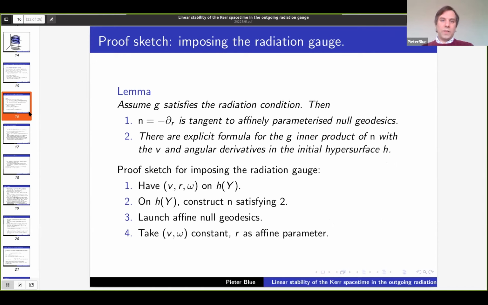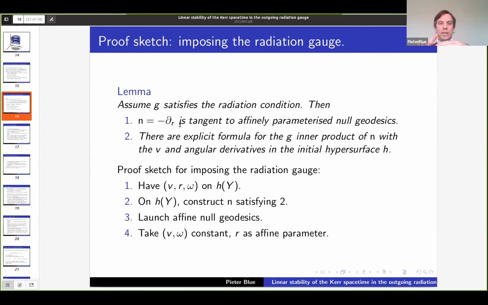The first thing to note is that if you had the radiation gauge imposed, then the vector field n, which is equal to minus partial r in the standard coordinates, is tangent to affinely parameterized null geodesics, not merely in the background, but also in the foreground. So that's one thing, is that these flow lines are null geodesics.